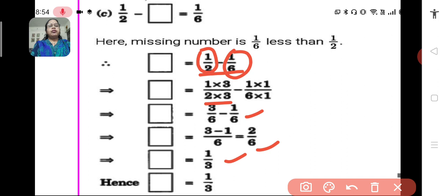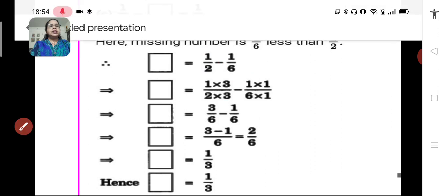So what will be filled in the box? It is 1 upon 3. So the missing fraction is 1 upon 3. When we subtract 1 upon 3 from 1 upon 2, we get 1 upon 6.